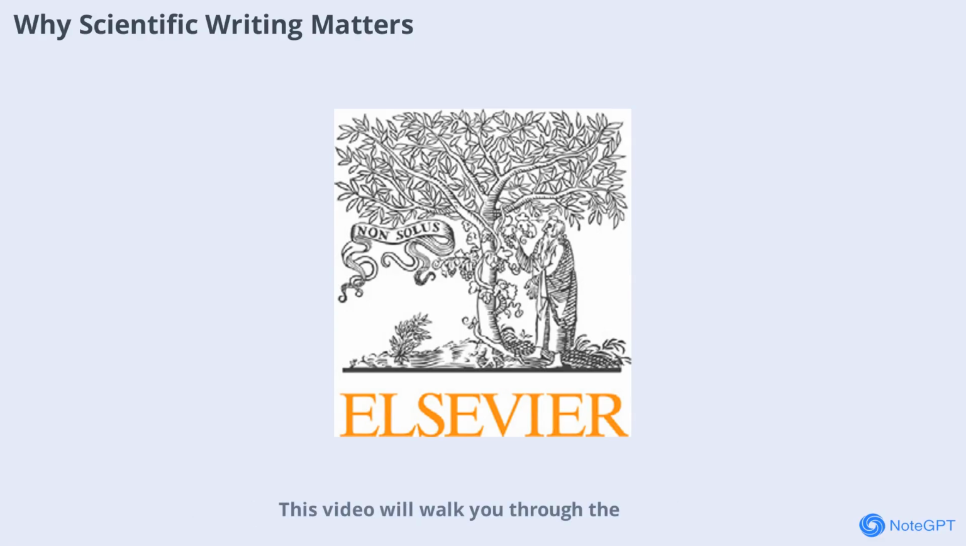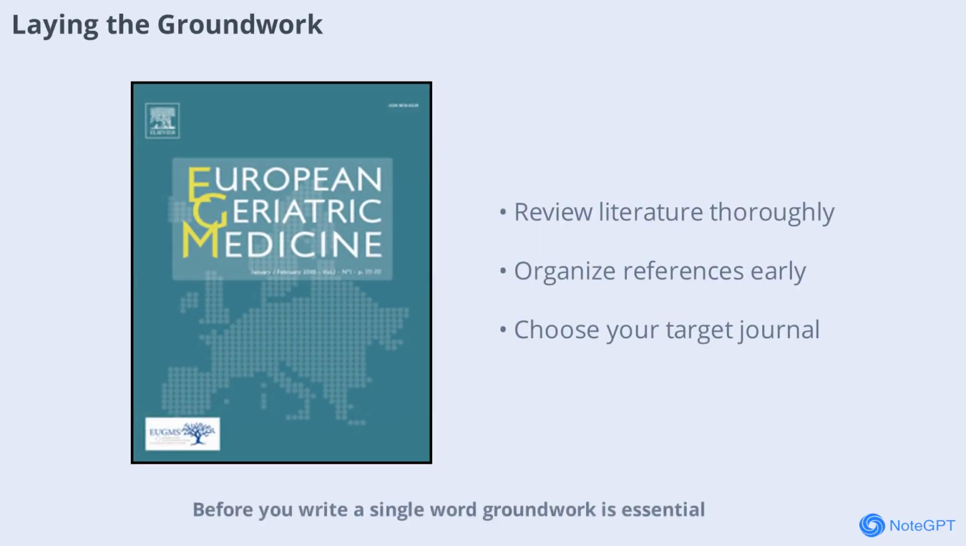This video will walk you through the essential steps to writing a scientific article, from preparation to publication. Whether you're in medicine or another field, these principles apply broadly and will help you create a clear, compelling first draft. Let's start by understanding why good scientific writing is so important and how it can set your research apart in a competitive world. Before you write a single word, groundwork is essential.